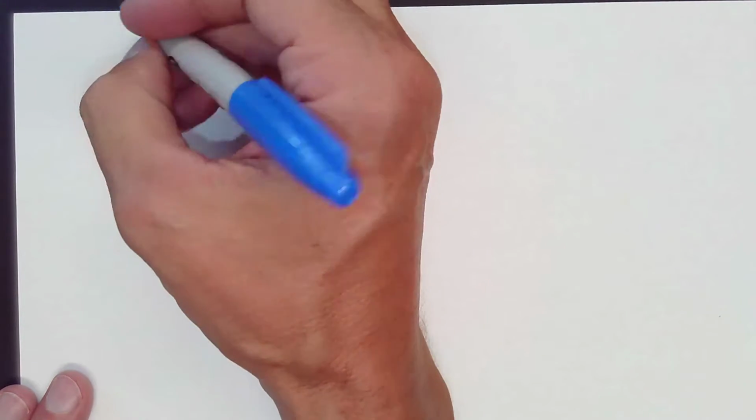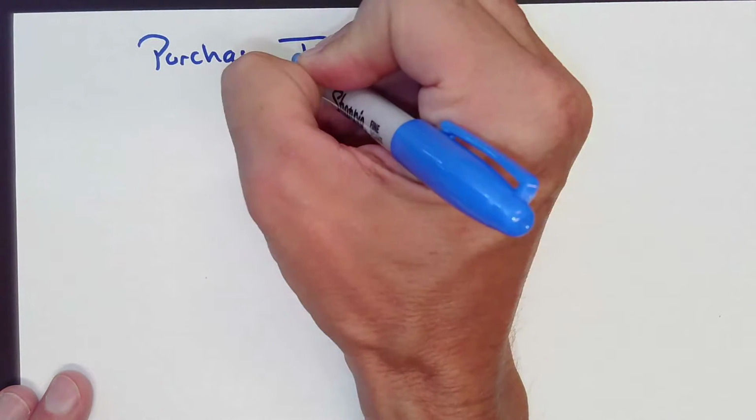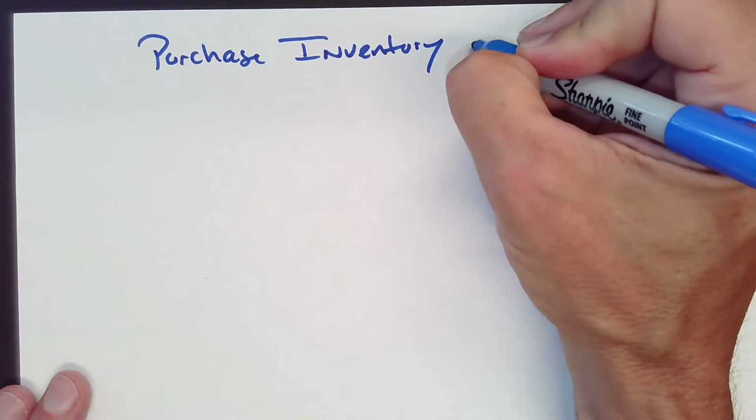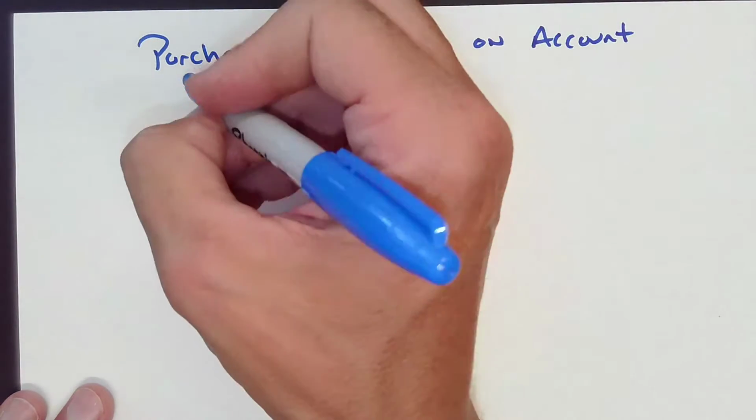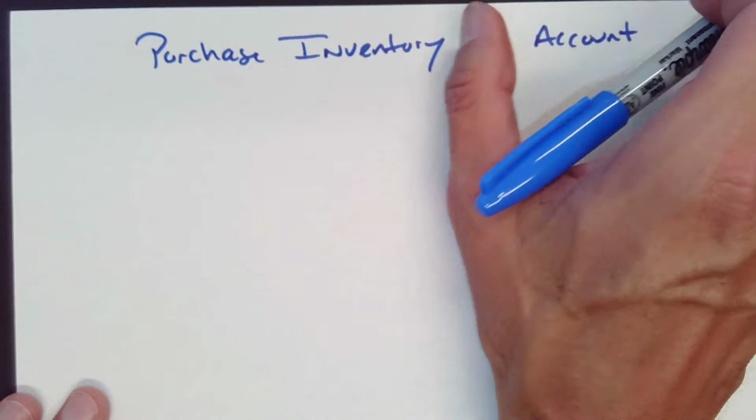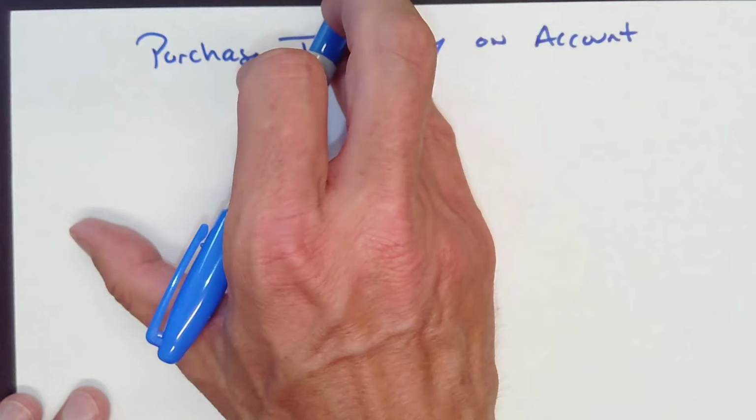Let's try another transaction. Let's think about buying some inventory on account. So what we want to do here, a transaction, our contract is we're going to purchase inventory on account, and the vendor wants us to pay for the inventory not with dollars, but with yen.